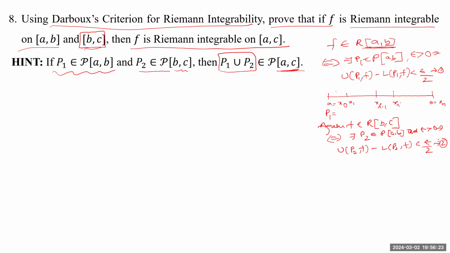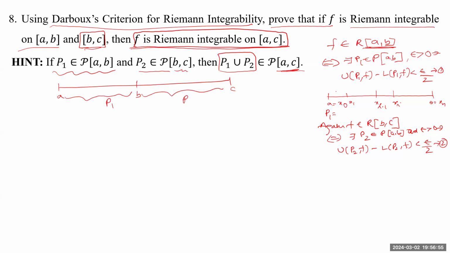Next one. So these are the hypotheses given. Now, what is my conclusion? f is Riemann integrable on [a, c]. So this is a, c and this is b in between. Under this one, there is a partition P1. Under this one, there is a partition P2. So the union of P1 and P2, I call it P. That is a partition of the closed interval [a, b]. That is, a = x0 and so on.